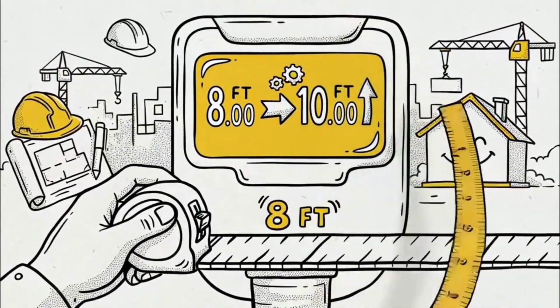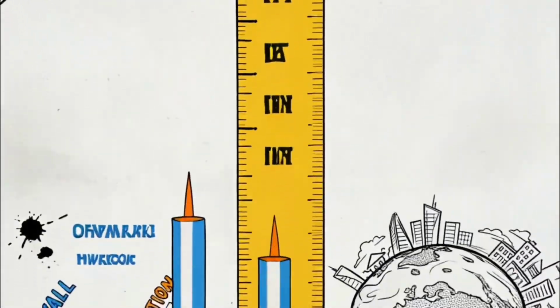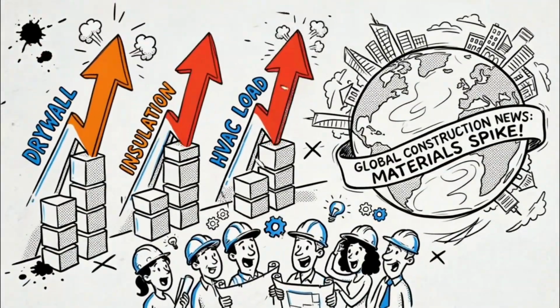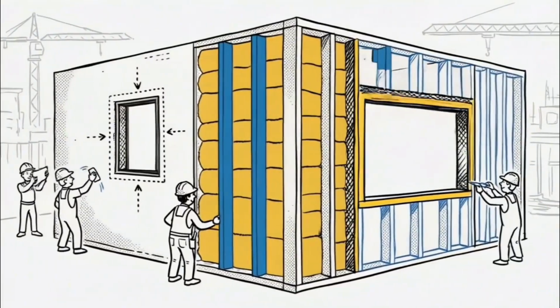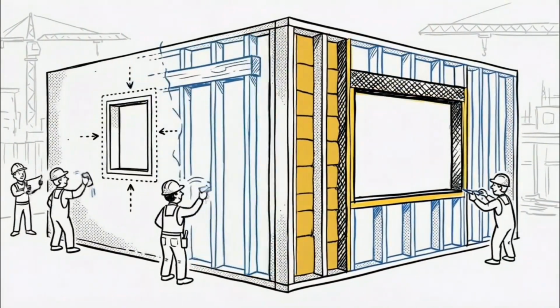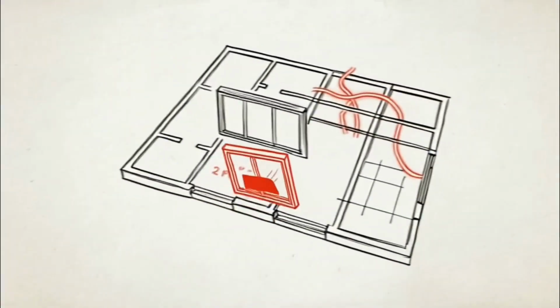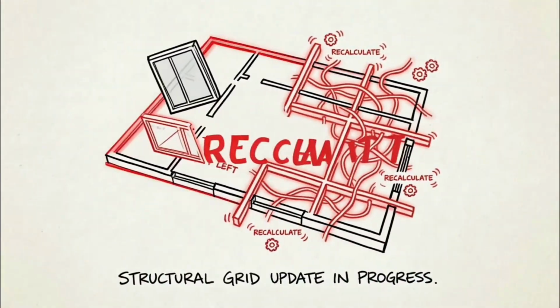Ceiling height is another example. Increasing ceiling height from 8 feet to 10 feet might not seem like a big change, but it increases wall area, material usage, and heating and cooling demand over time. Small decisions compound. Window size, placement, and alignment affect framing, structural support, and energy performance. Even moving a window can require redesigning part of the wall structure.